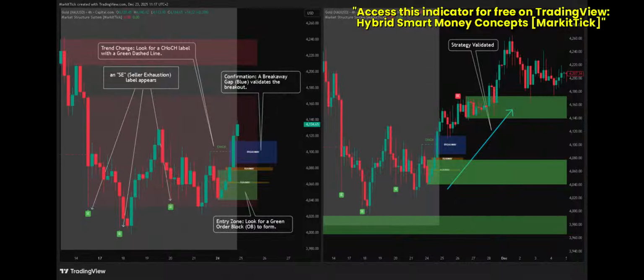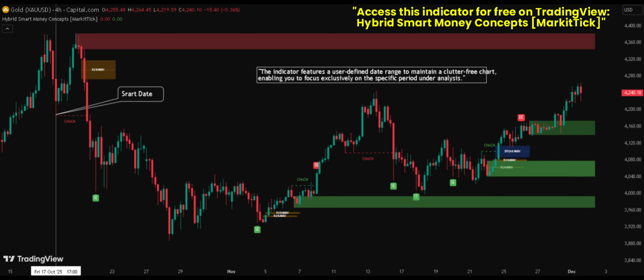Scenario B, short setup, selling. Trend change, look for a CHoCH label with a red dashed line. Entry zone, look for a red order block, OB, to form. Confirmation, a breakaway gap downwards validates the move. Entry, enter short when price rallies back into the red OB. Exit warning, if an SE, seller exhaustion, label appears, consider tightening stops or taking profit.